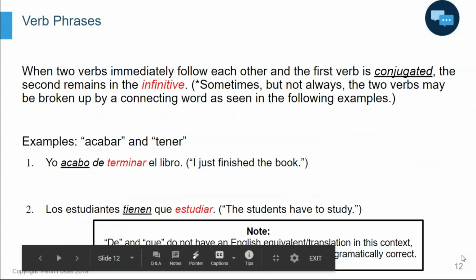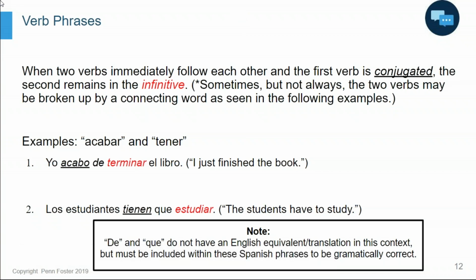As we continue, we'll discuss a few verb phrases, including acabar and tener, the two verbs you see on the slide here. Typically, when two verbs follow each other immediately, the first is conjugated, the second remains in the infinitive. And with these two specific verbs, sometimes there may be a connecting word between the two verbs. And as it says on the bottom, those connecting words such as de and que don't really have an English equivalent or translation, but they must be included within the Spanish phrases to be grammatically correct in Spanish.